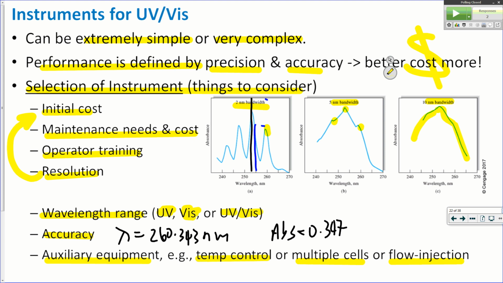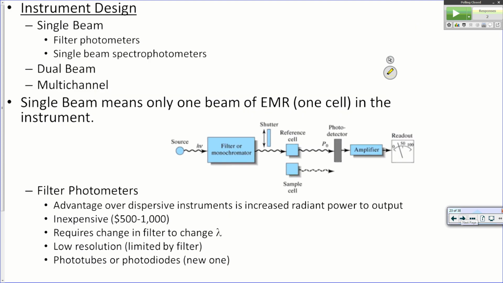So flow injection is a way that you can continuously monitor a sample. So it's got basically a flow-through cuvette. So if you wanted to monitor something in real time as it's changing, you can get a flow injection cell. Okay, looking at the instruments, we have single beam instruments. Those are our simplest, and single beams are going to consist of filter-based instruments and single beam spectrophotometers.